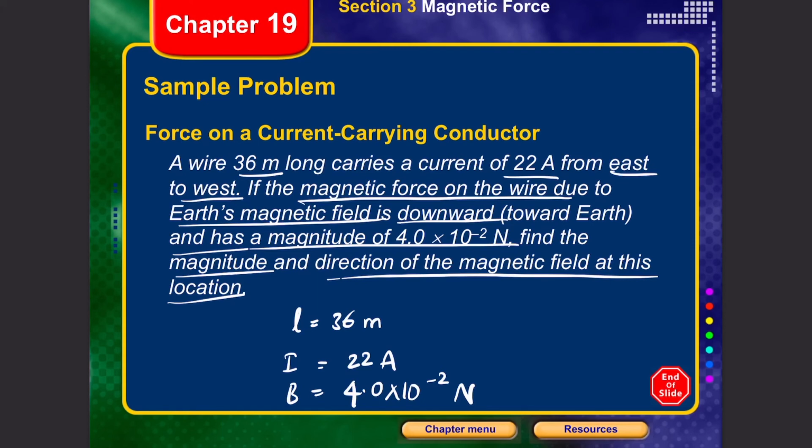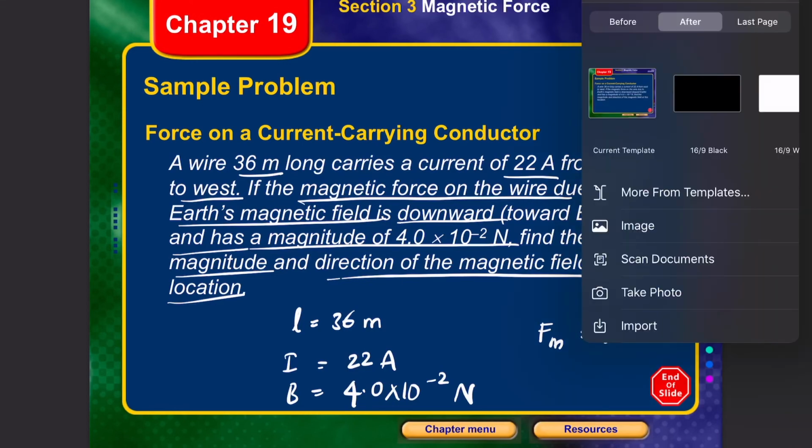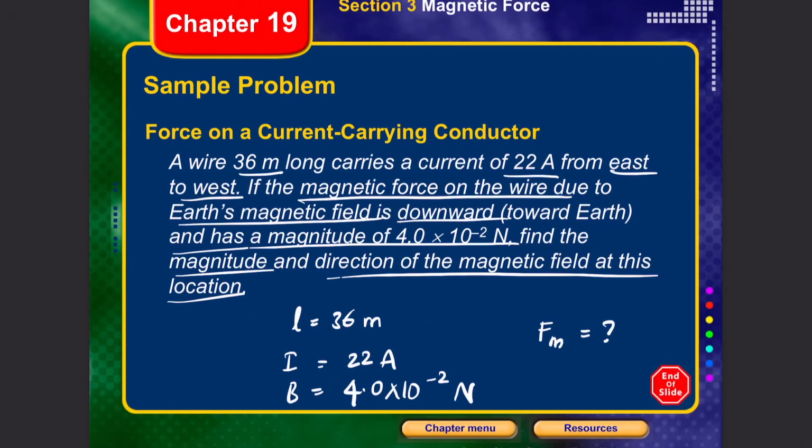So they are asking us to find the magnetic force, Fm. So let's try and solve the problem. We know that the formula for Fm is B times I times L. So let's substitute all the values. Oh, I'm sorry. They have actually given us the force, Fm. They are asking us to find B.